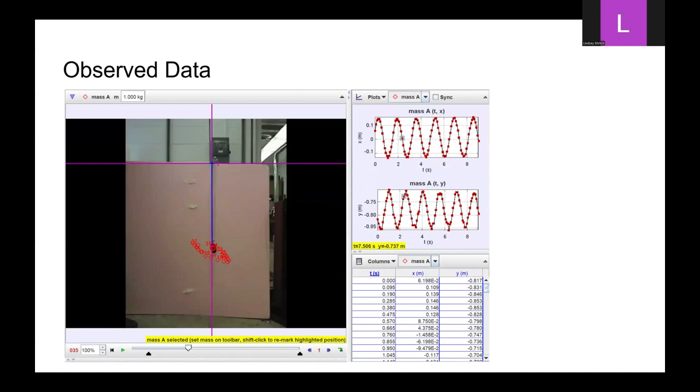Here's a screenshot from Tracker of the observed data. We have the ball and the spring going in a vertical circular motion. And then on the right, we have the plots for the x and y positions, both oscillating. The data in the table was converted to a CSV file for further analysis.